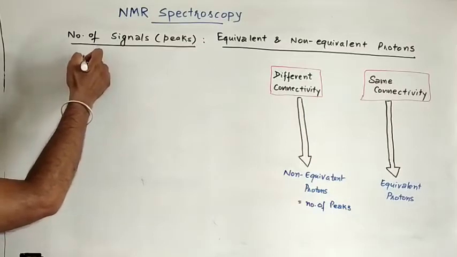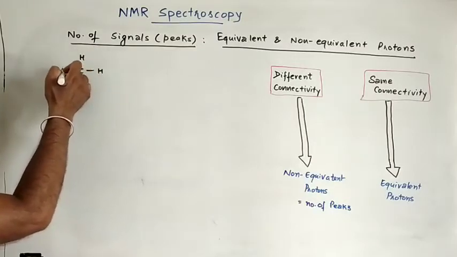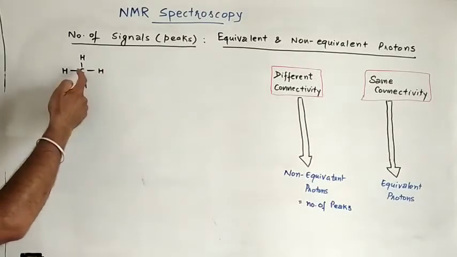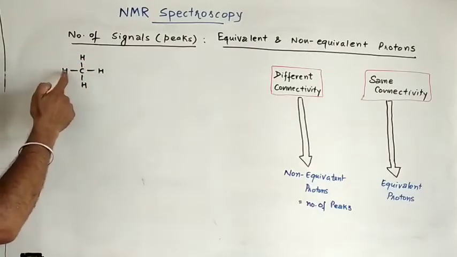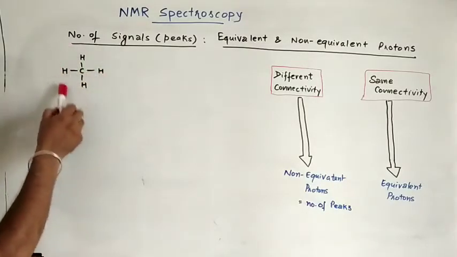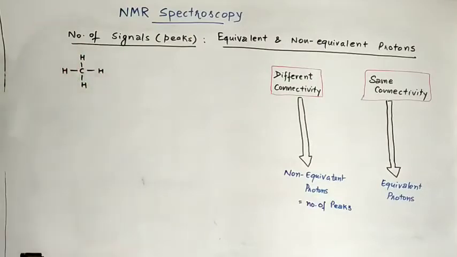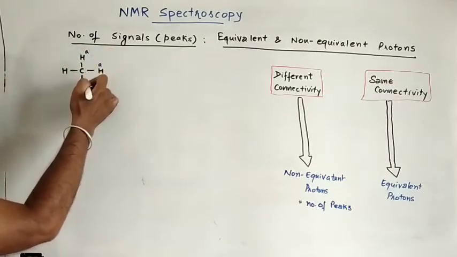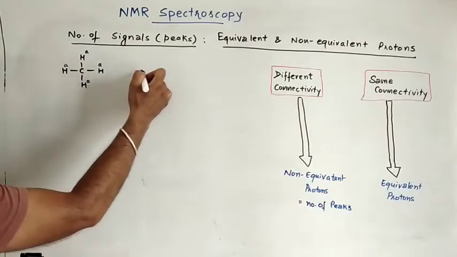For example, the first compound is methane. There are 4 protons and all the protons have the same connectivity. You can see all the protons are connected to carbon, so all the protons are connected to a methyl group. So all the protons have the same connectivity. It means methane gives one signal. We will mark it A, meaning all are equivalent, so it gives one peak only.